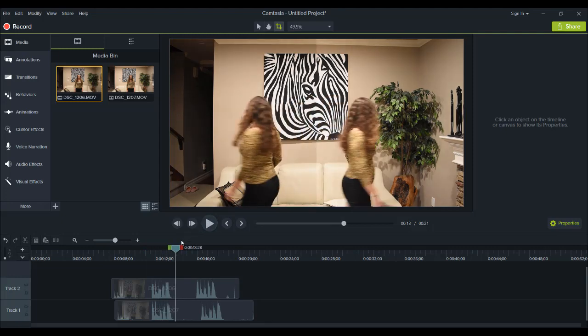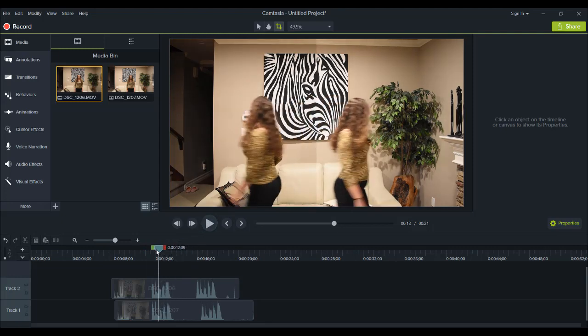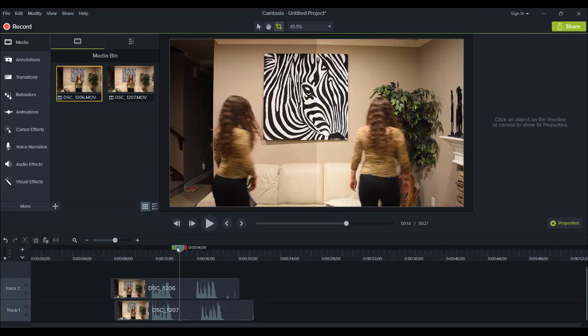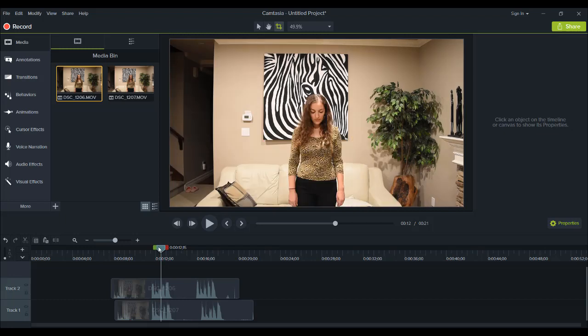1, 2, 3, 4, 5. So at 5 she moved, and then it splits into two people. If you see that here, it's now two, and then originally it was one.